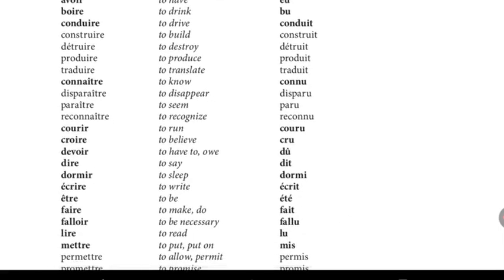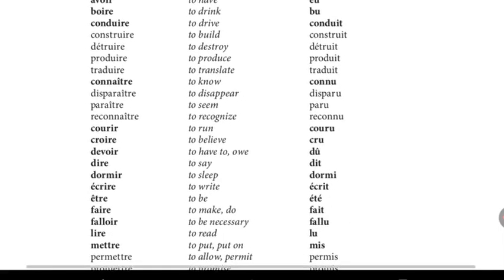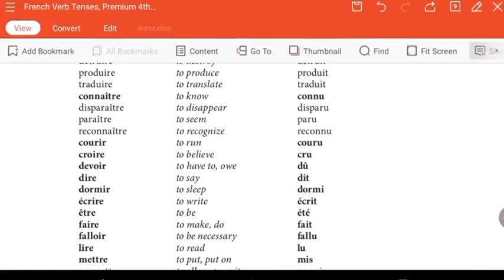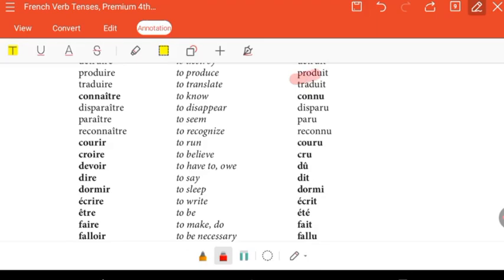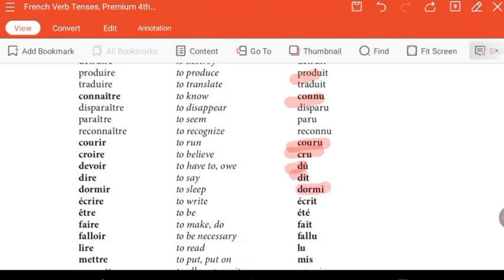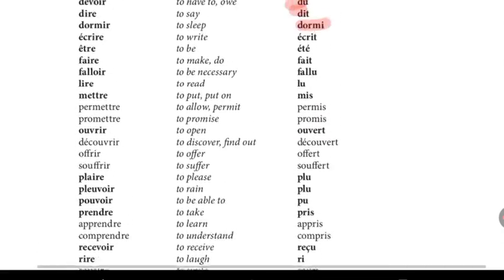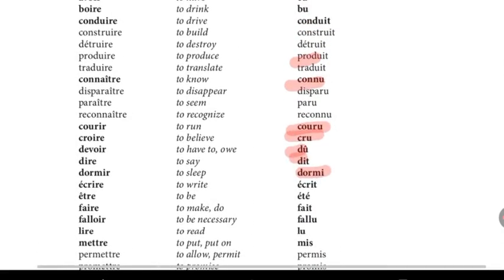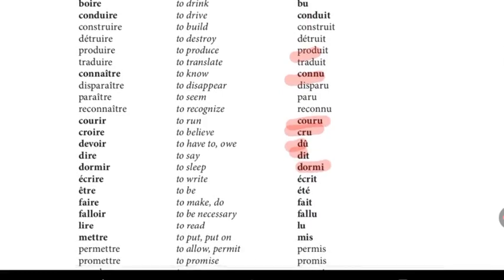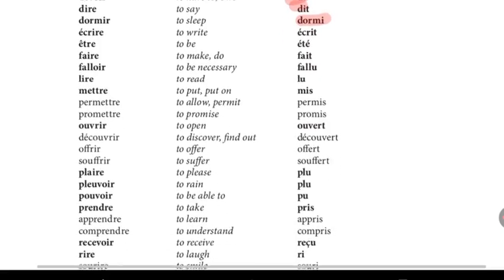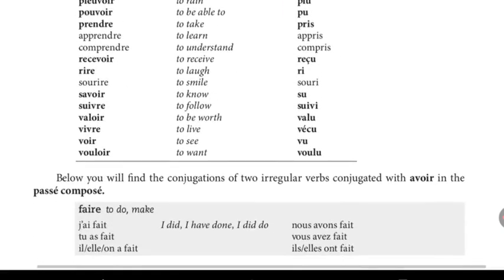Look at how voir becomes vu, boire becomes bu, and then you have verbs like conduire becoming conduit, produire becoming produit. You have connaître, connu, and then you have courir as couru, croire is cru, devoir is dû, dire is dit, dormir is dormi. So in a nutshell, you just got to master them as you can see. So this is a list of them. I'm scrolling now, so you can pause your screen and take a look at them and get to master them. They're very important. We use them regularly in French.